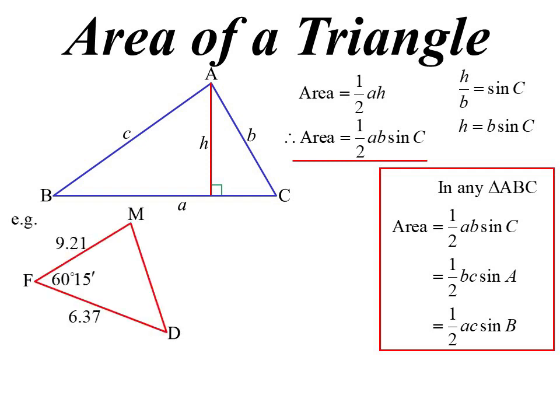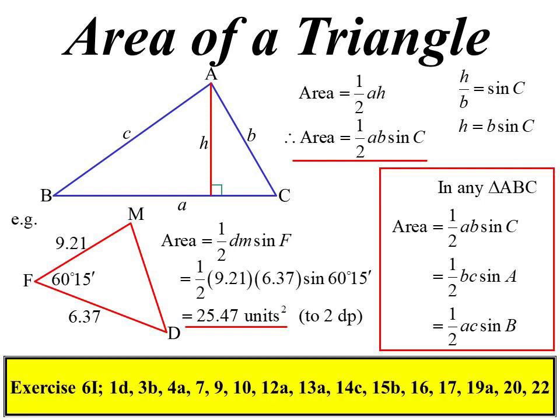Quick little example. I've got two sides and included angle, so I could use it here. We get half DM sine F. Subbing in, we have our answer. Okay, there's a very quick recap of our sine rule.